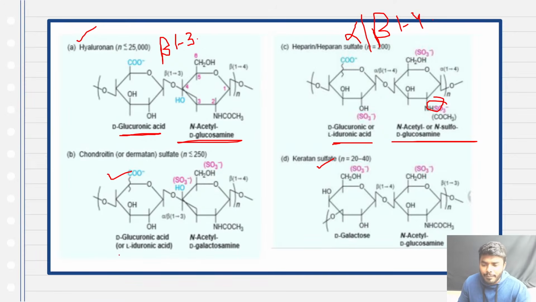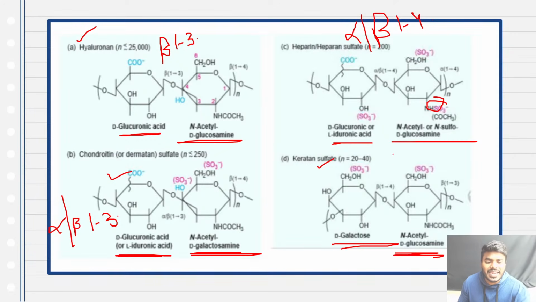Chondroitin sulfate is made up of iduronic acid and N-acetyl D-galactosamine. The linkage is alpha-beta-1,3 linkages. Keratan sulfate is made up of D-galactose and N-acetyl D-glucosamine. The linkage is beta-1,4. Here nothing to explain.